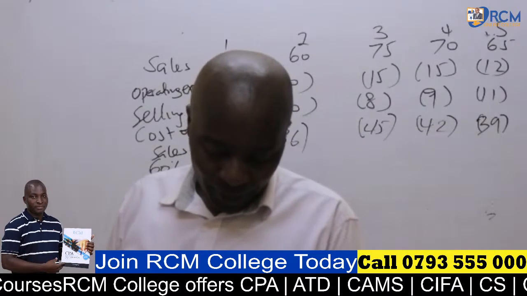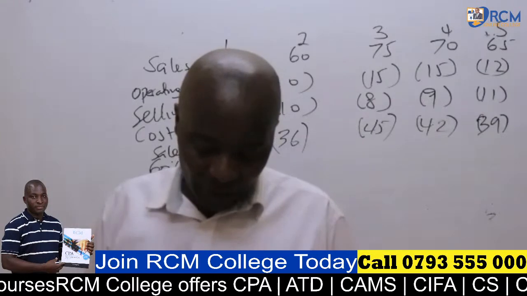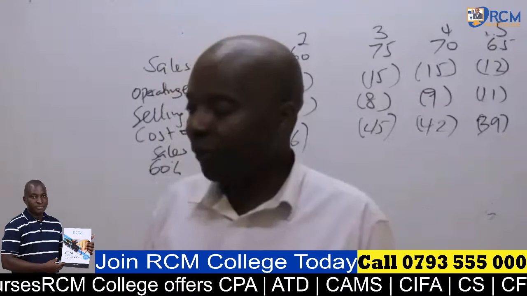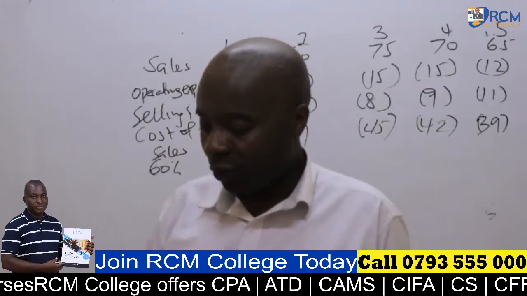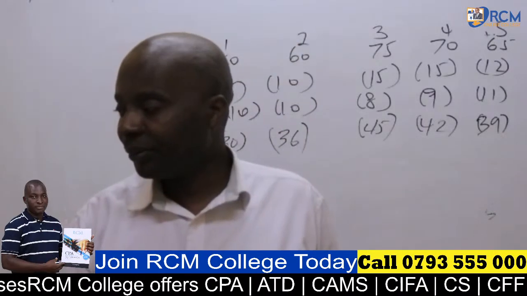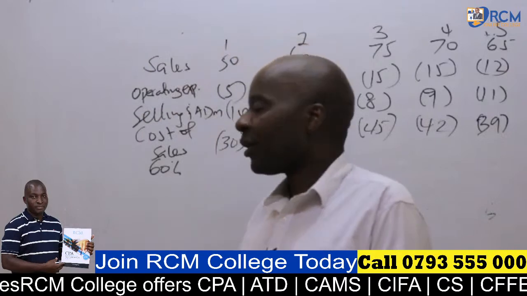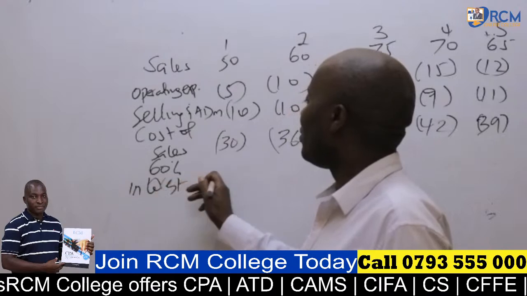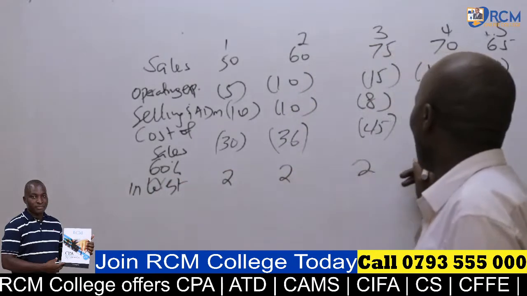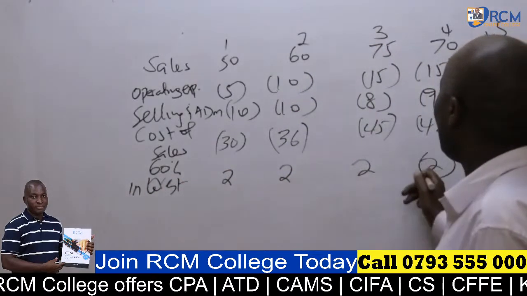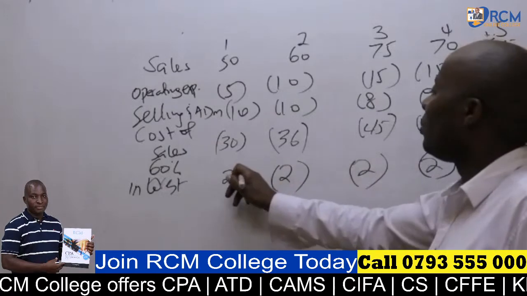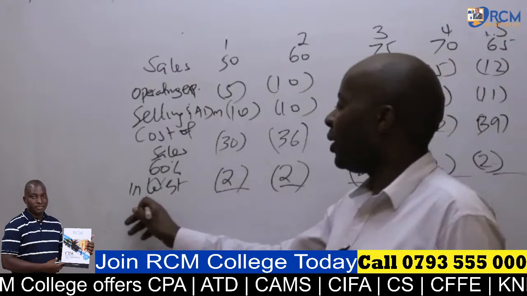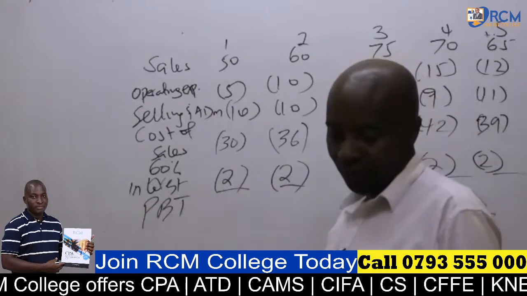Okay. So we are told there in note 7, Best Limited incurs fixed financing costs of 2 million per annum. So financing, that is interest: 2. So please subtract for you to give us the profit before tax.